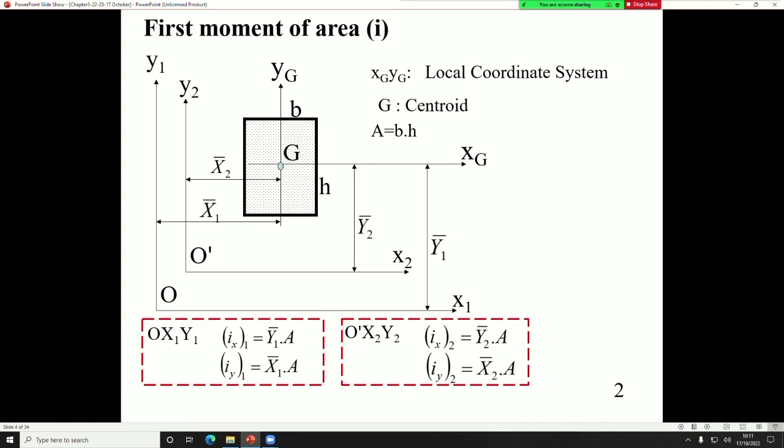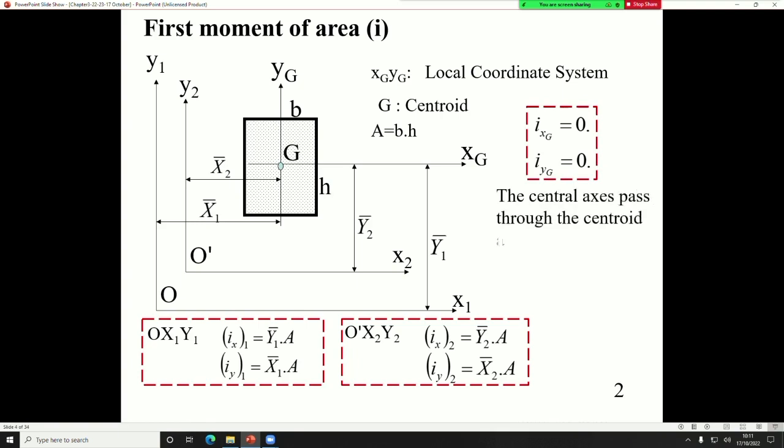So if I go closer and closer, it means the first moments of area of any section with respect to its central axis are always equal to zero. Because when you go closer and closer, for the axis passing through the centroid, the two coordinates become zero. So we can conclude that the first moments of area of any section with respect to its local coordinate system, or the central axis, are always equal to zero. That is the characteristic of the first moments of area for this section.